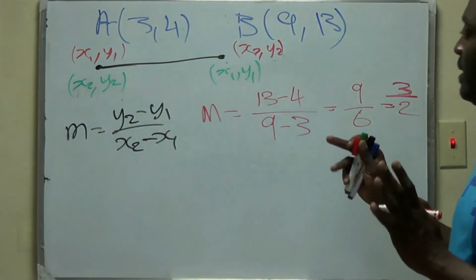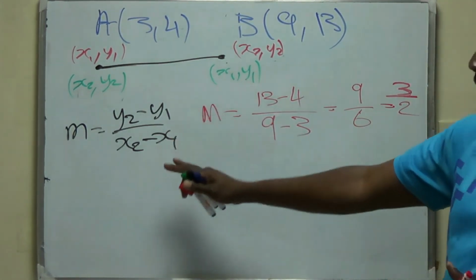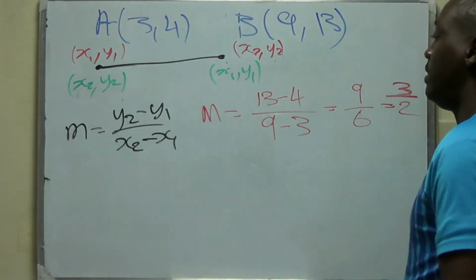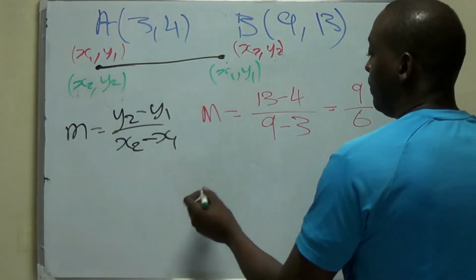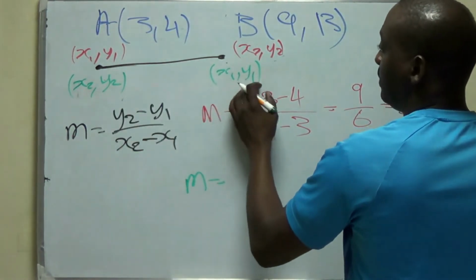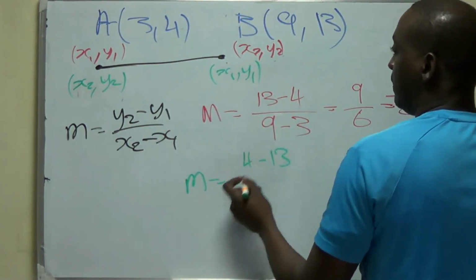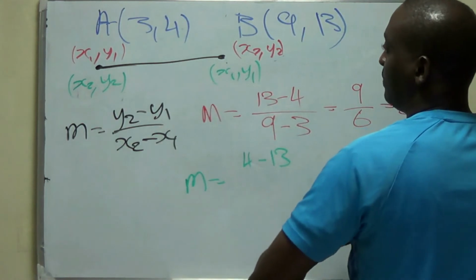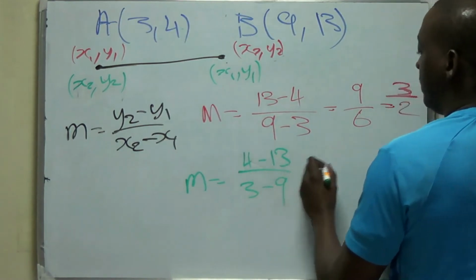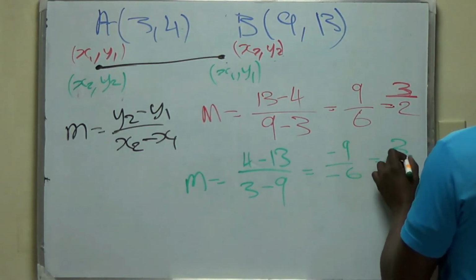Once you do that, then your only task after that is to be consistent in terms of how you label the points across here. So in this case, the gradient will now be, and I'm going in green here, m equal to y2 minus y1, that will be 4 minus 13, over x2 minus x1, which would be 3 minus 9, which would be minus 9 over minus 6, which would be the same 3 over 2.